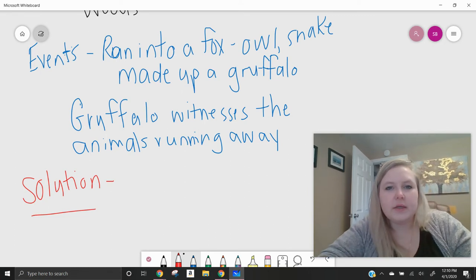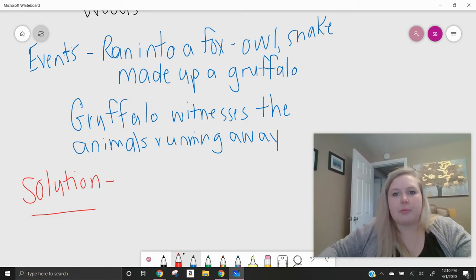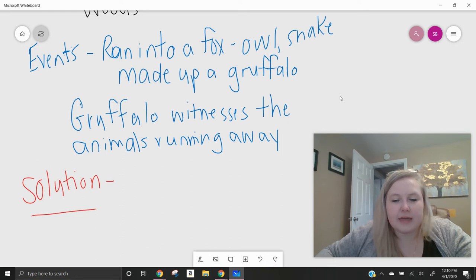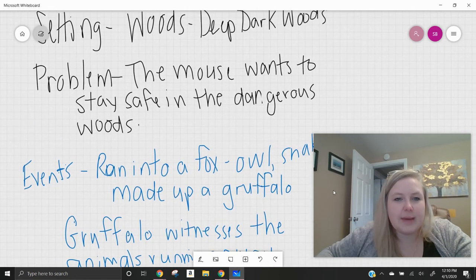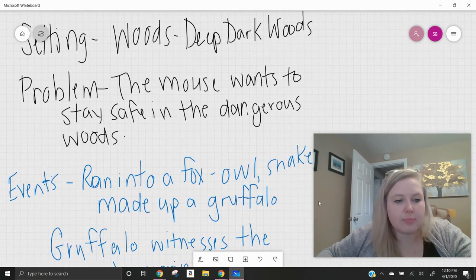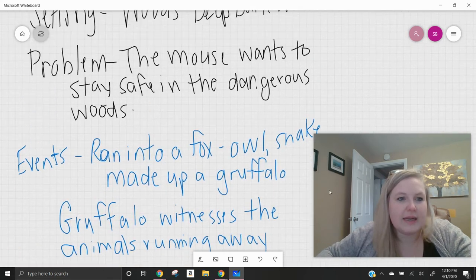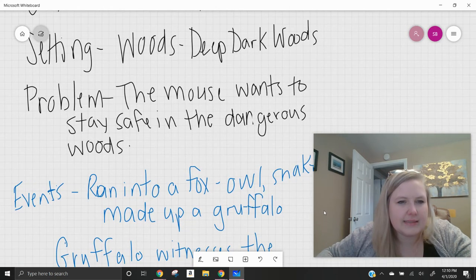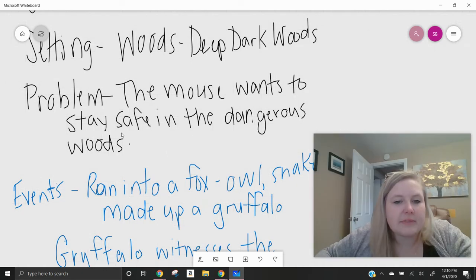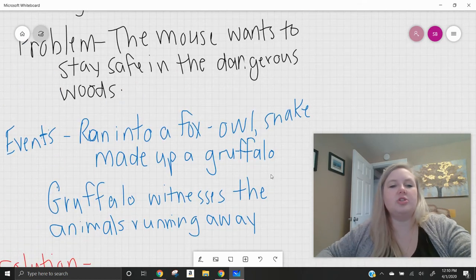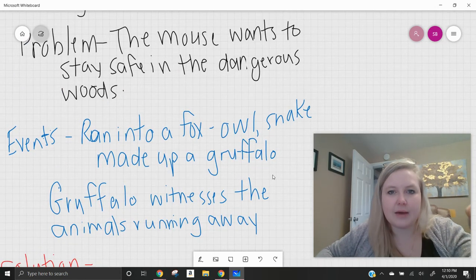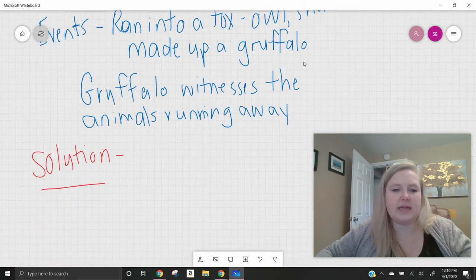Okay. So remember, let's go back to our problem. Now they have to match. The problem and solution has to match. So if we have one thing as the problem, then our solution has to match the problem. Does that make sense? So if our problem says the mouse wants to stay safe in the dangerous woods, what's our solution to that? How does the mouse stay safe in the dangerous woods?